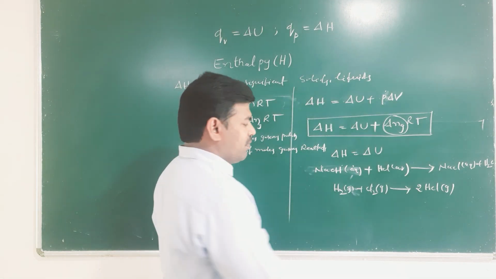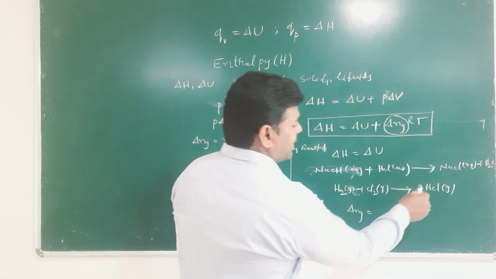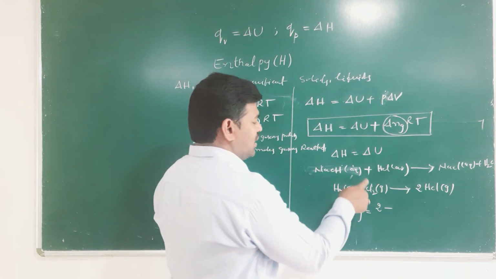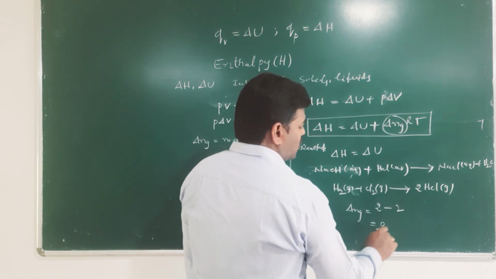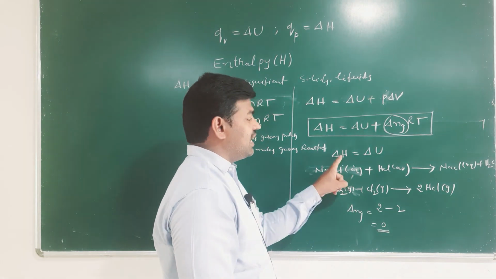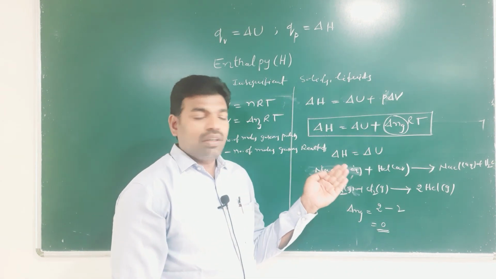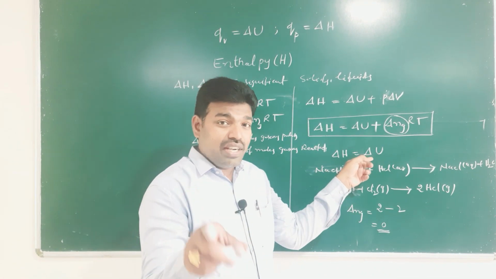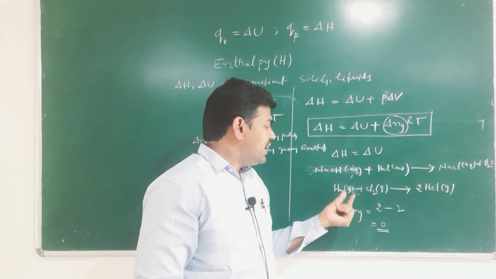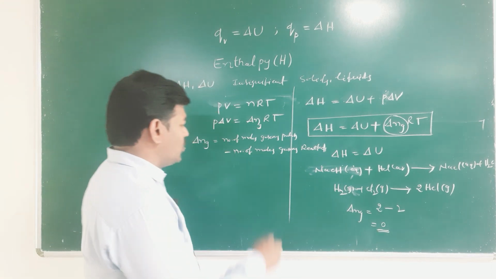In this, if you calculate the change in number of moles of gaseous components, that is delta Ng, the number of moles of gaseous products is 2, minus the number of moles of gaseous reactants, 1 plus 1, that is 2, which is equal to 0. So in case of gaseous reactions also delta Ng is equal to 0. In such a case delta H is equal to delta U. So delta H is equal to delta U not only in the case of solids and liquids, but in case of gases also, provided delta Ng is equal to 0.